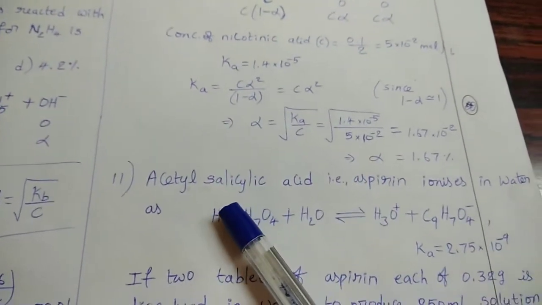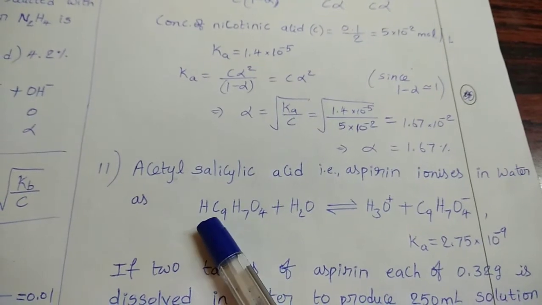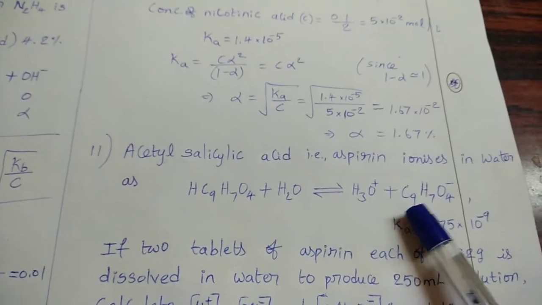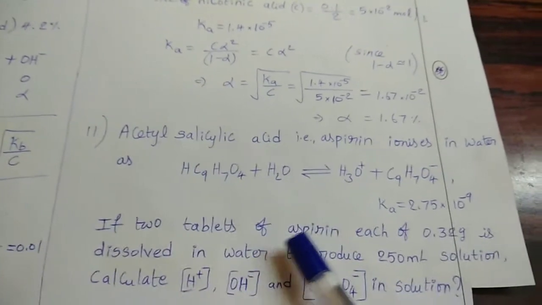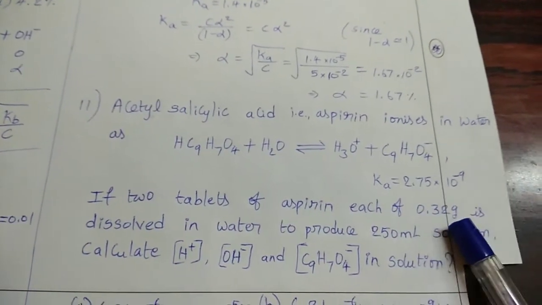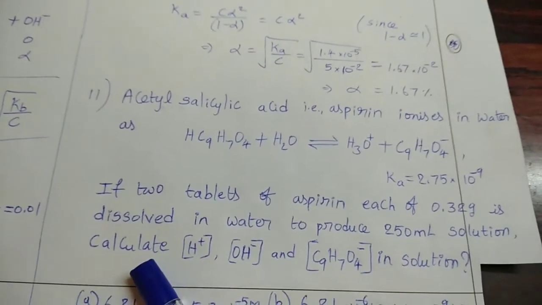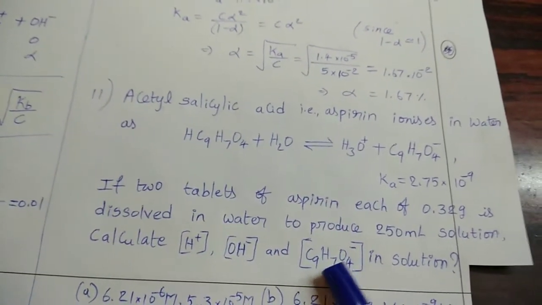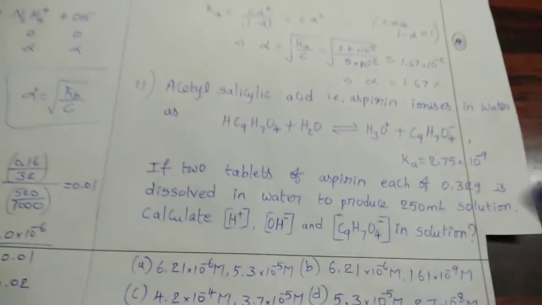Next, see the next one. Acetyl salicylic acid, that means aspirin, ionizes in water as HC9H7O4 + H2O gives rise to H3O+ and C9H7O4-. Ka value is given. If 2 tablets of aspirin, each of 0.32 grams, is dissolved in water to produce 250 ml of solution, calculate H+ ion concentration, OH- ion concentration, and C9H7O4- ion concentration in solution. So these are the options for this. See the next one.